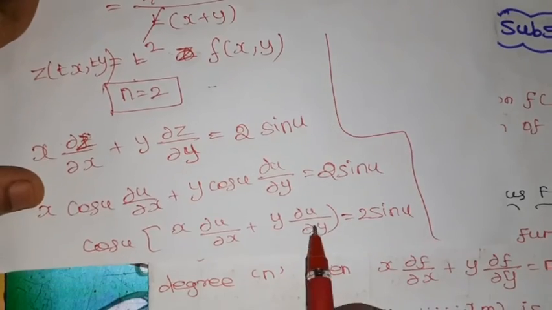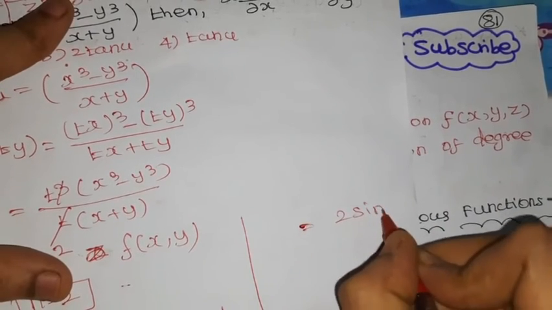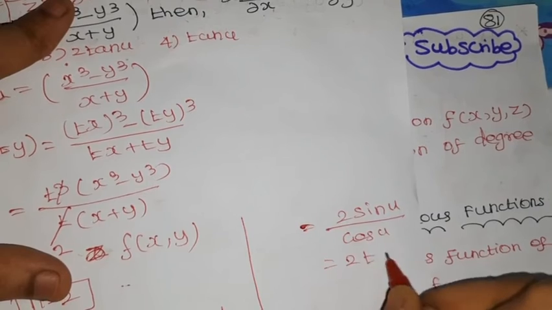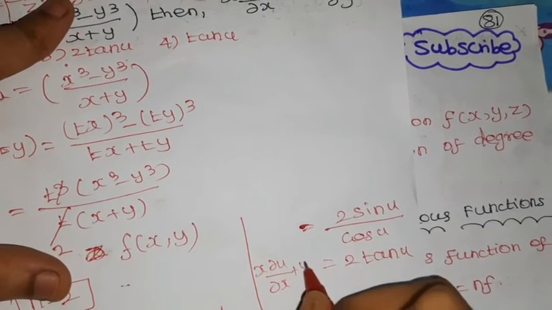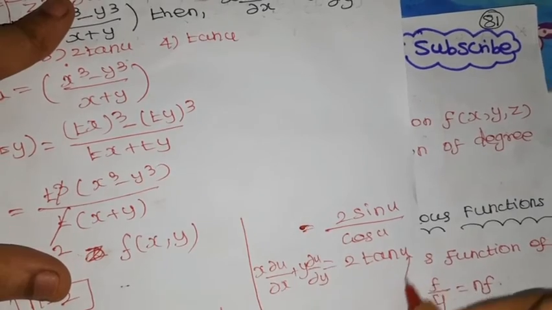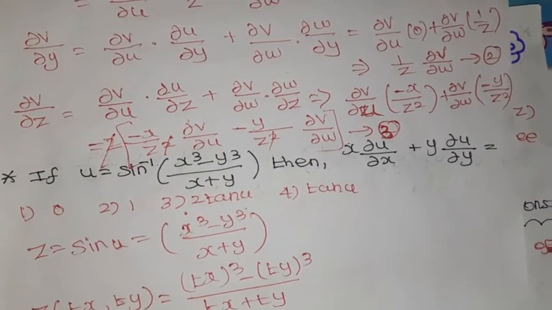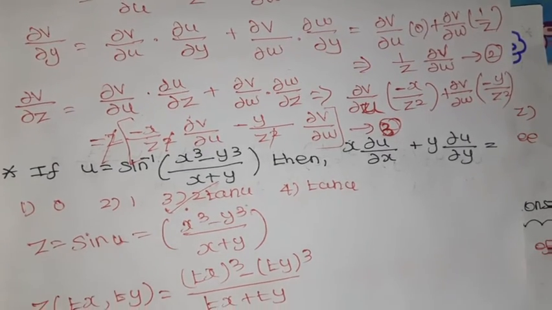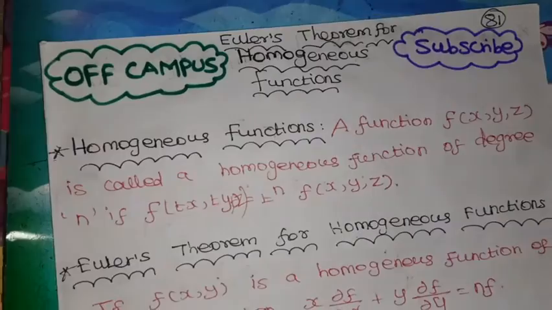So this will go to that side as 2 sin u by cos u. So equal to 2 sin u by cos u. So sin u by cos u is nothing but tan u. So 2 tan u on the right hand side, x dou u by dou x plus y dou u by dou y equal to, option 3, 2 tan u. 2 tan u is the right option for this problem. Okay, we'll move on to the next one.